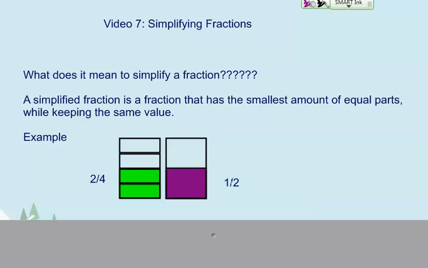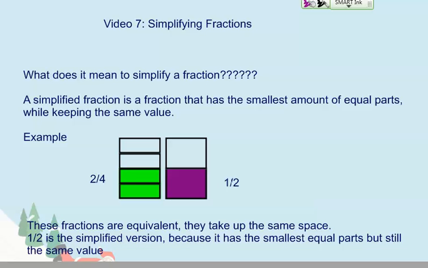So here's an example. 2/4 and 1/2. You can tell that 2/4 and 1/2 are equivalent fractions because they're equal. They take up the same amount of spot. But this fraction has 4 parts. This fraction has 2 parts. So which one of them has fewer parts? 1/2. That makes it our simplified fraction. 1/2 is the simplified version because it has the smallest equal parts but still the same value.